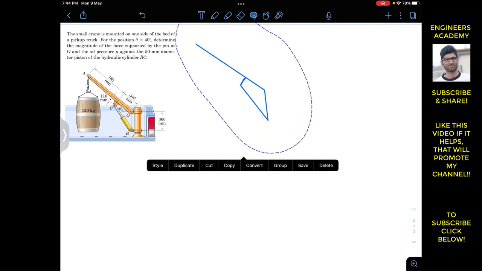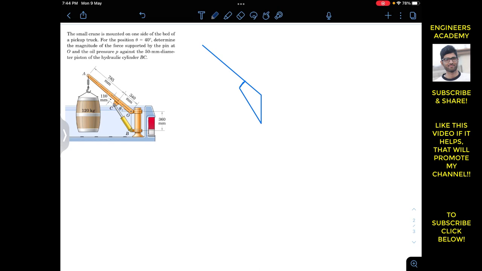This is our free body diagram. This is our point B, this is our point O, this is our point A, and somewhere here is our point C. And let's say that this point is point D. And at point A, the weight is going to act in the downward direction. So let me show that weight here. This is that weight. And the force of the cylinder BC is going to act in the upward direction. So this will be our force which is going to act in this direction.